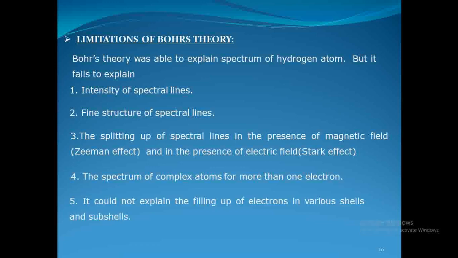And the next and last failure of Bohr's atomic model was that it could not explain the filling up of electrons in various shells and subshells. If you take atomic number 11, it was not able to explain whether all the electrons are present in the first orbit itself, or whether the electrons are distributed in different energy levels or different orbits. That could not be explained by Bohr's atomic theory.